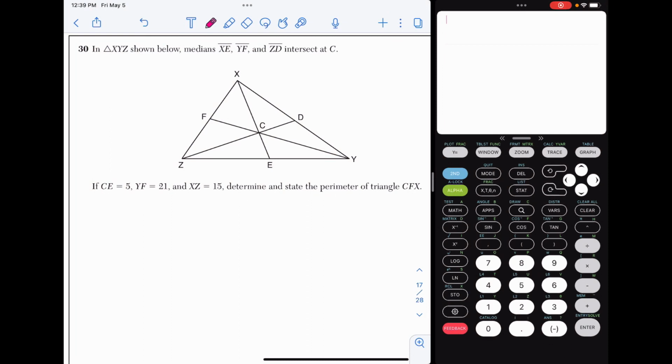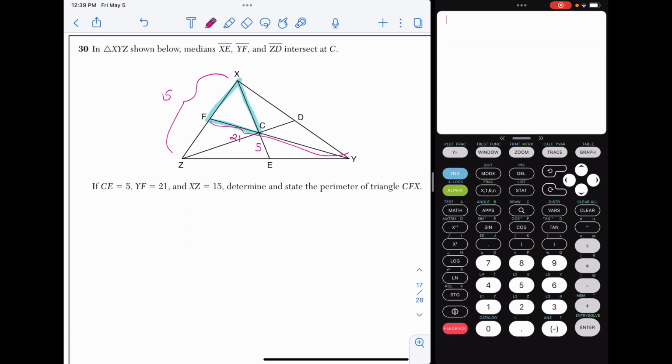Okay, number 30, in triangle XYZ shown below, medians XE, YF, and ZD intersect at C. If CE is 5, YF is 21, and XZ is equal to 15, we want to find the perimeter of triangle CFX. So I'm going to just highlight what we're trying to find the perimeter of.